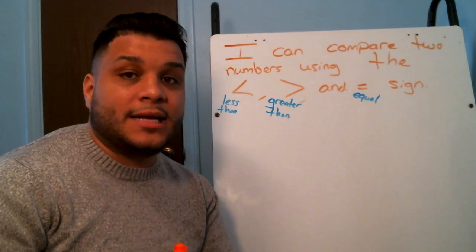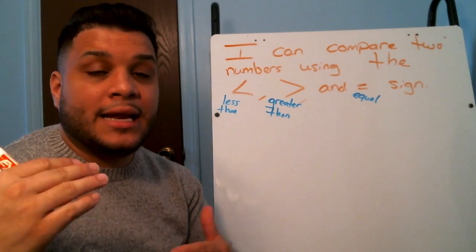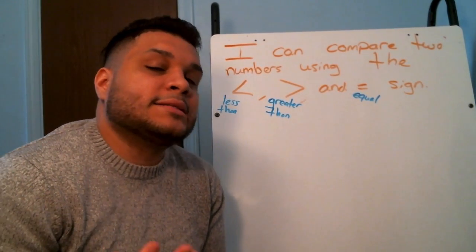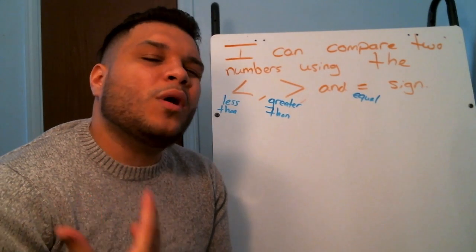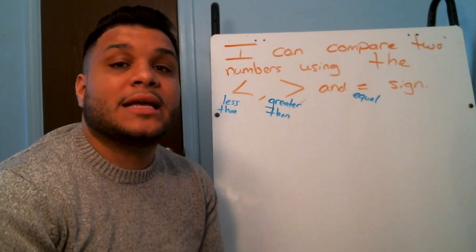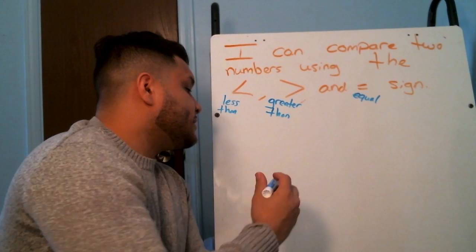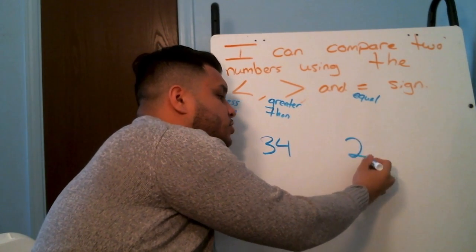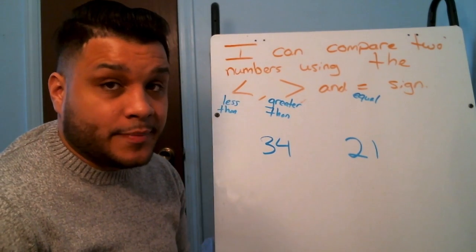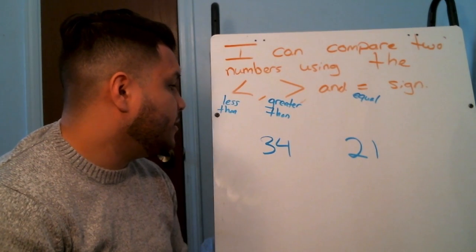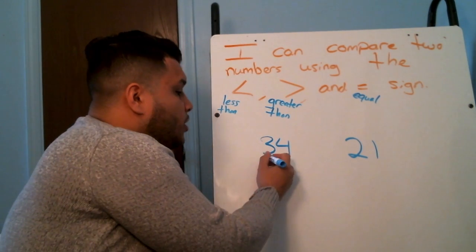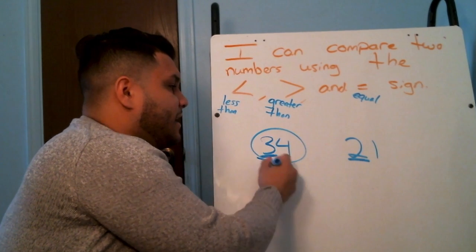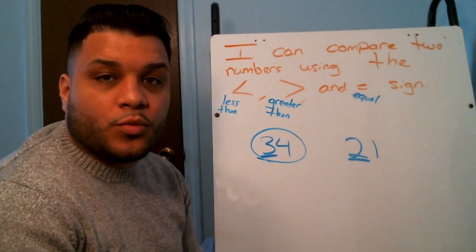If the tens place has different digits and different values, then we'll be able to identify which one is greater than, less than, or if it's equal to. But what happens when the tens place has the same number? For example, if we have 34 and we have 21, we'll look at the tens place first. Well, if I look at the tens place, we know that 3 is greater than 2. So that would let us know that 34 is actually greater than 21.